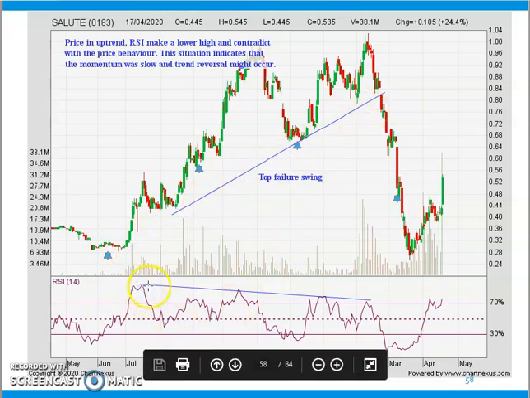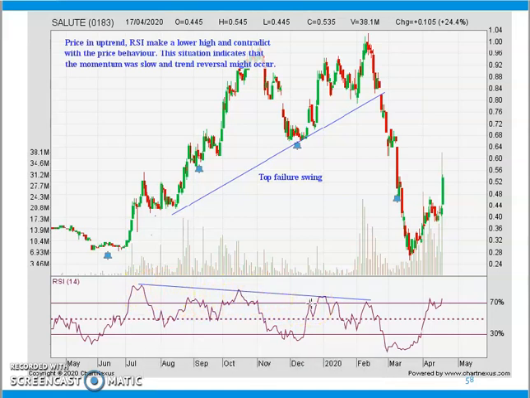and then we see the RSI creating a lower high. A top failure swing happens when price is in an uptrend and RSI makes a lower high, contradicting the price behavior. This situation indicates that the momentum is low and a trend reversal might occur.